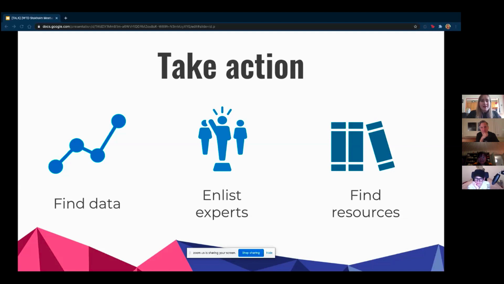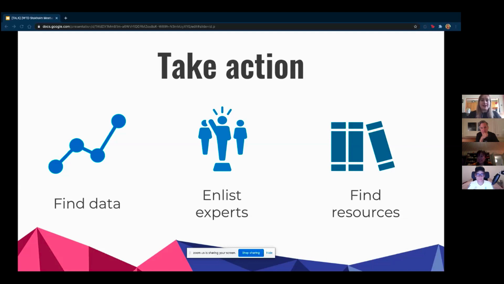Enlist the help of experts. If there are folks at your company who know a lot about accessibility or work on it, talk to them, set up a virtual coffee date or in person if you can do so, and learn about the work they do and make those connections to, again, continue to learn more and better your work.